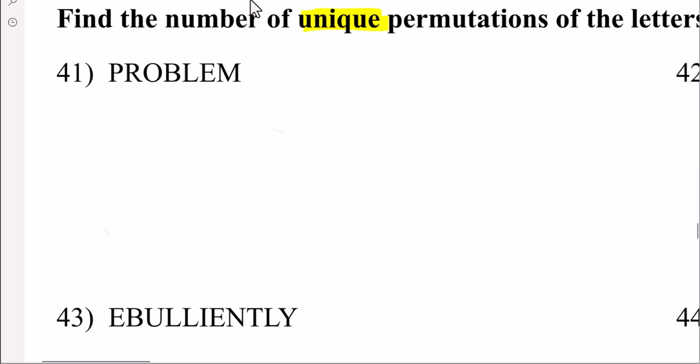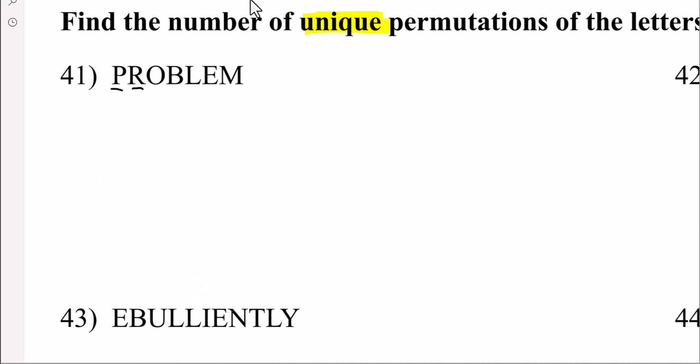So let's look at the word problem. There are 1, 2, 3, 4, 5, 6, 7 letters, and none of those repeat. So if there are no repeating letters, then that could just be a standard factorial. You remember what a factorial is?